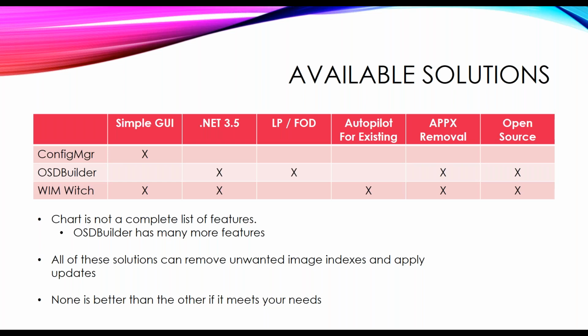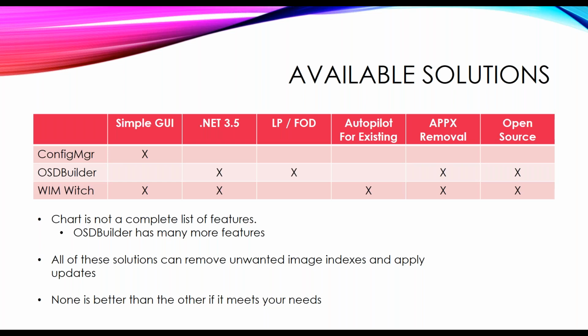So the .NET 3.5, which if you've had to go through that process of trying to enable .NET 3.5 in an imaging process, you need to take the binaries out of the installer media from the SXS folder, make a package, and then have a step that applies DISM. Well, with either OSD Builder or WIM Witch, we can apply that directly to the image.